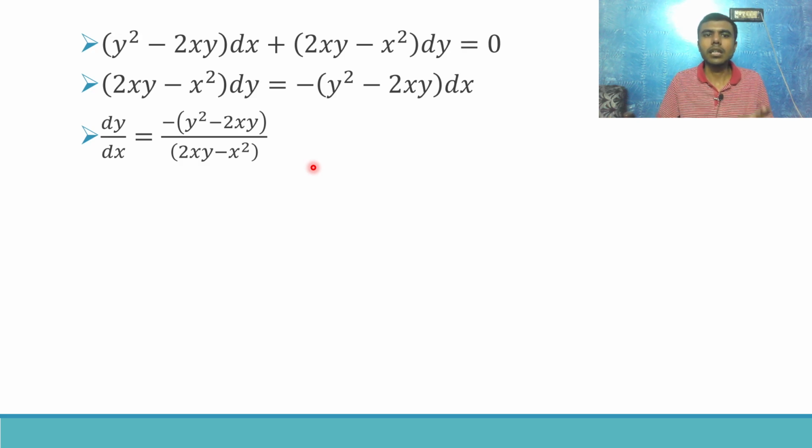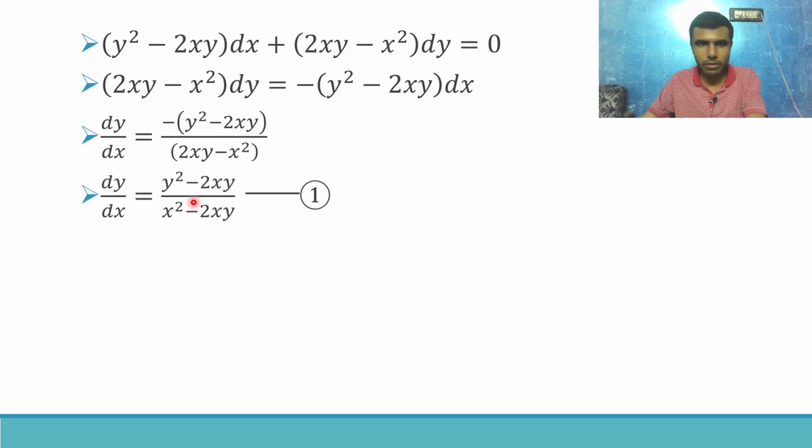Now this minus is there, multiplied in the denominator. So I'll get y square minus 2xy by x square minus 2xy. Mark it as equation 1. This minus is there, right? I multiplied it in the denominator. So minus of 2xy minus x square is nothing but x square minus 2xy. Hope it makes sense.